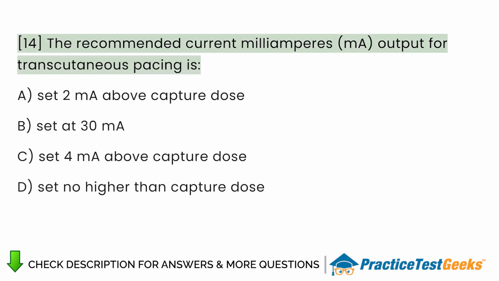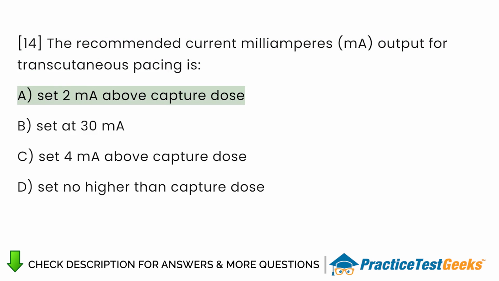The recommended current milliamperes output for transcutaneous pacing is A. Set 2 milliamperes above capture dose. B. Set at 30 milliamperes. C. Set 4 milliamperes above capture dose. D. Set no higher than capture dose.